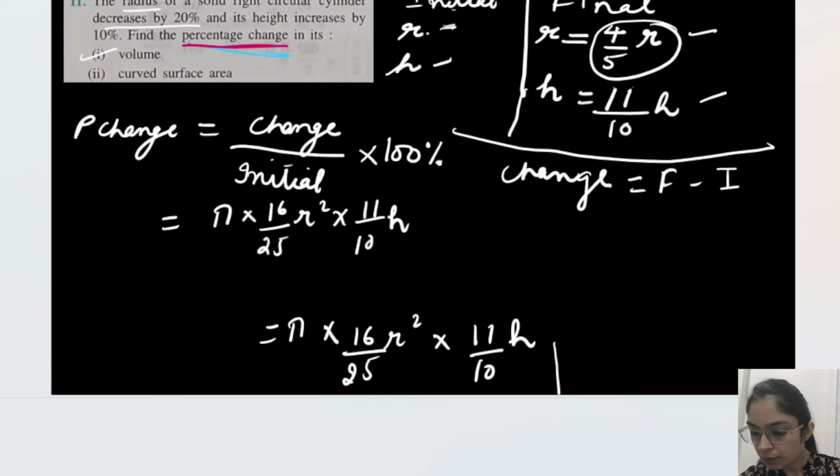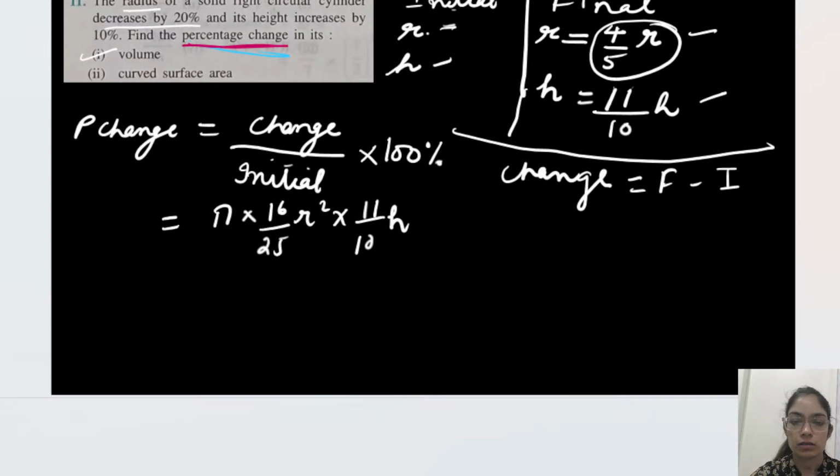Is my screen visible properly? Okay, one second.